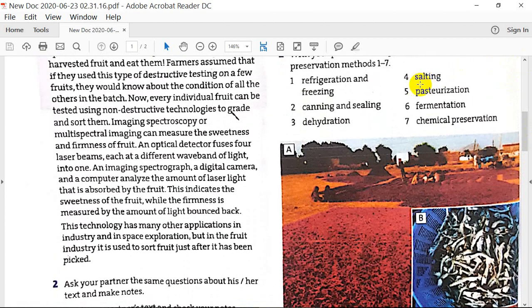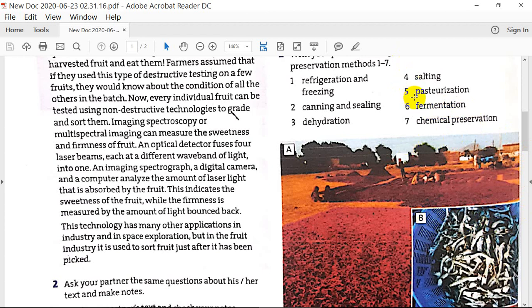Salting. As you know, people live beside the sea or beside the beaches. They go fishing, and then they can use what? Salt or ice. If they don't have ice or snow to keep fish cool and preserve it, sometimes they use what? Salt. They put salt on the fish to keep it what? Fresh, or preserve it from bacteria. So 4, we can match it with B.